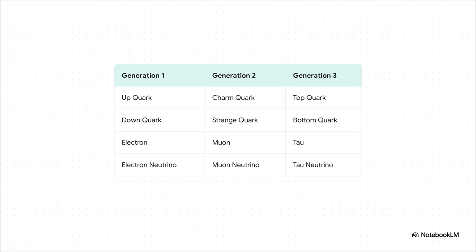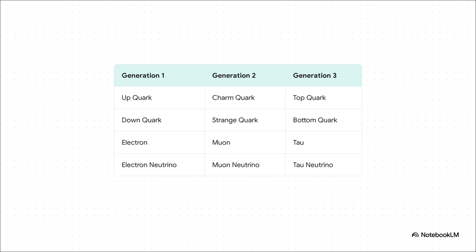So check this out. In that first column, you've got generation 1. This is our home turf. These are the particles that build pretty much everything we see. You've got your up and down quarks making protons and neutrons, and of course, the good old electron. These are the stable, everyday workhorses.